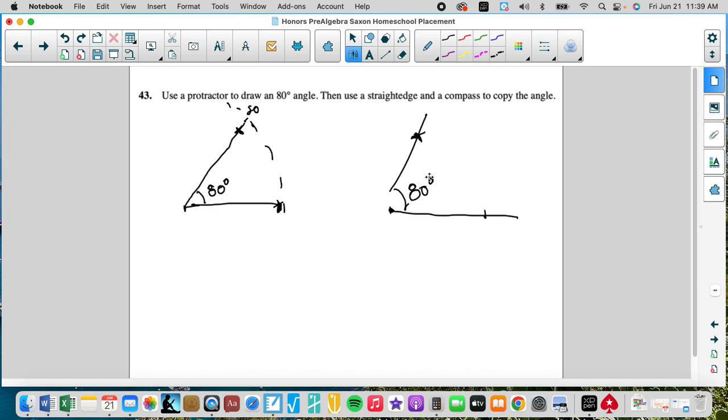It's pretty cool. It's a very neat way of using a compass in order to clone an angle. So you say, well, why don't you use a protractor? Well, the protractor was used just to create any angle. And so we're not using the protractor really. The protractor was just to create an 80. It's just to create the angle.